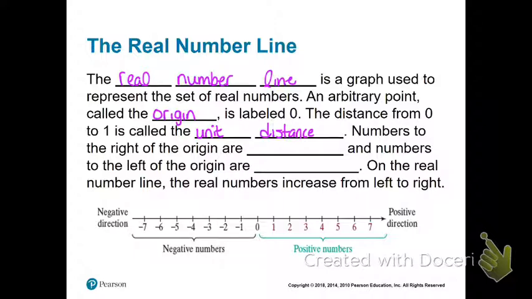Numbers to the right of the origin are positive. And numbers to the left of the origin are negative. On the real number line, the real numbers increase from left to right. And so you can see the picture there showing you the number line, shows you the negative numbers, the positive numbers. It's the same number line that you used to learn back when you were in elementary.